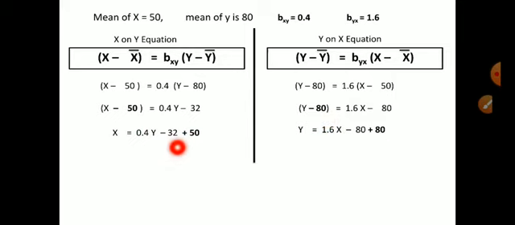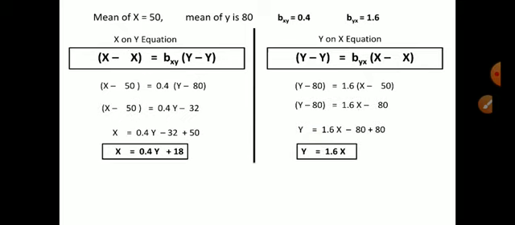Now minus 32 plus 50 is plus 18, that is x is equal to 0.4y plus 18. Here plus 80 minus 80 will cancel in the equation of y, then y will be equal to 1.6x. That is what we got: the x on y and y on x equations. X is equal to 0.4y plus 18, and y is equal to 1.6x.